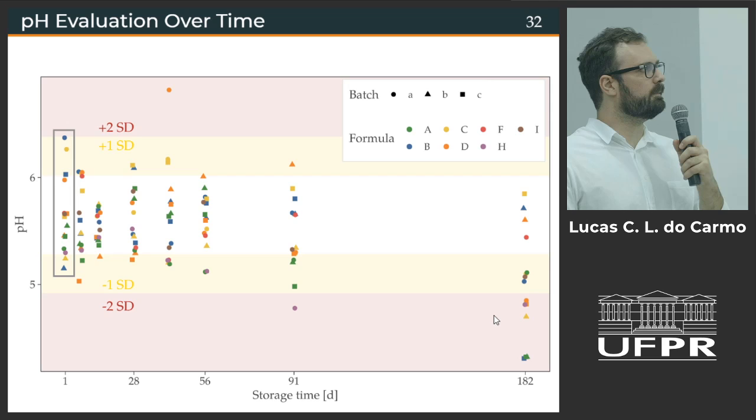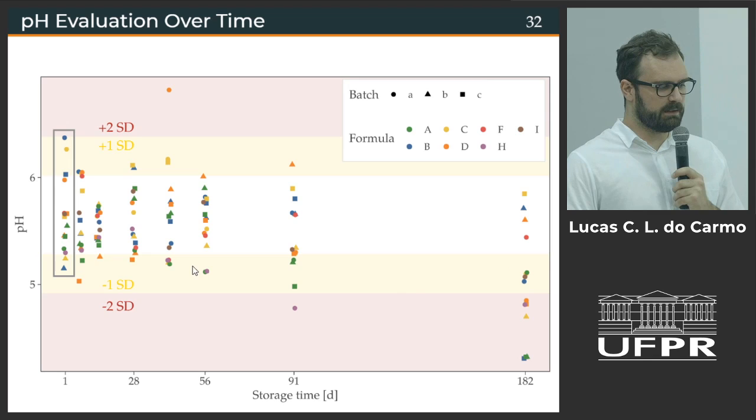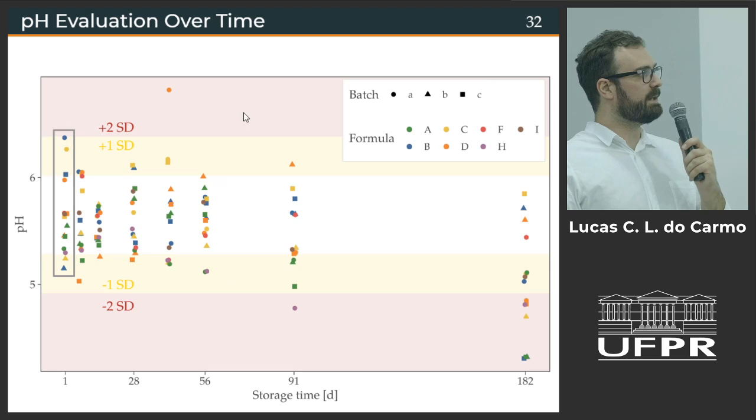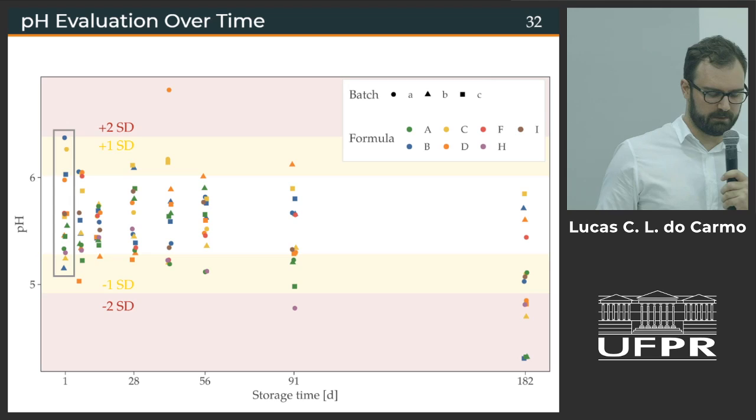Here, on measuring pH values, we took the average between these points here on this gray rectangle and the standard deviation. So the areas shaded in yellow are the areas where points were between plus or minus one standard deviation and two standard deviations. And the red shaded areas here on the top and on the bottom are the formulas that were over two standard deviations or under two standard deviations.